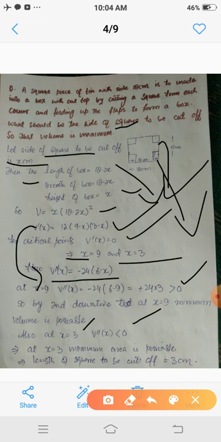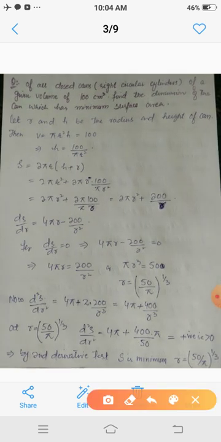Hence in this way we use maxima and minima, that is the derivative concept, in this problem of solid geometry. Now another question of this type is: of all the closed cans which are right circular cylindrical cans with the volume of each can equal to 100 cubic centimeters, we have to find the dimensions at which the surface area of the can, that is the cylinder, is minimum.